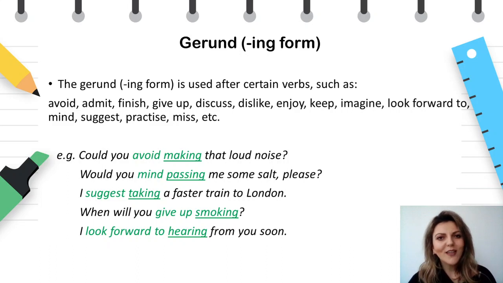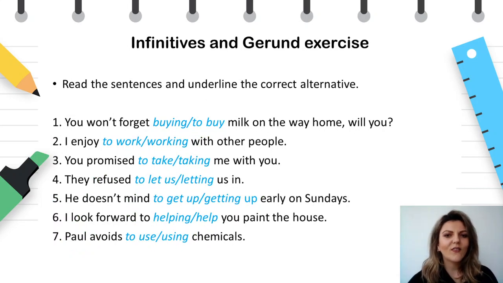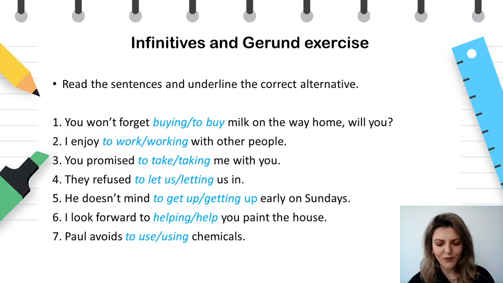I hope I was clear until now, and in order to check your knowledge until here, we are going to do an exercise together. Read the sentences and underline the correct alternative. In each sentence, you have two options in blue, from which you need to choose the correct answer. While you are doing the exercise, I will play some music for you.